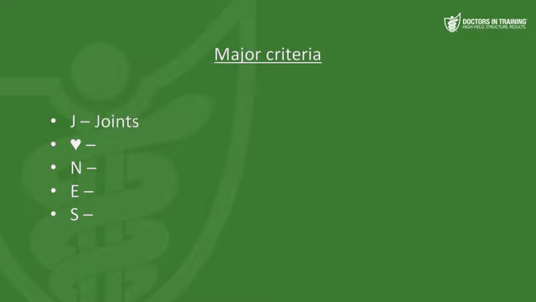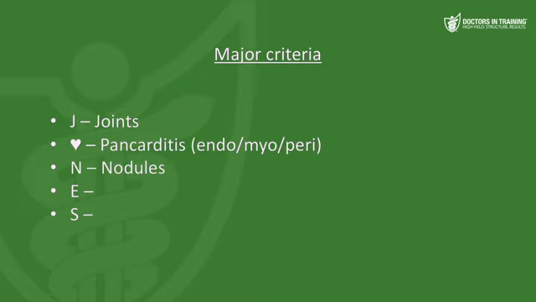The J is for joints, which describes a migratory polyarthritis. The O is supposed to be shaped kind of like a heart. It's a little bit of a stretch, but not too much. The heart represents pancarditis. Pancarditis means you can get endocarditis, myocarditis, and pericarditis. N is for nodules. These are subcutaneous nodules, sometimes referred to as Aschoff nodules. The E is for erythema marginatum. This rash will start small and then spread out into a large ring. The rash can appear and disappear over the span of a few hours.